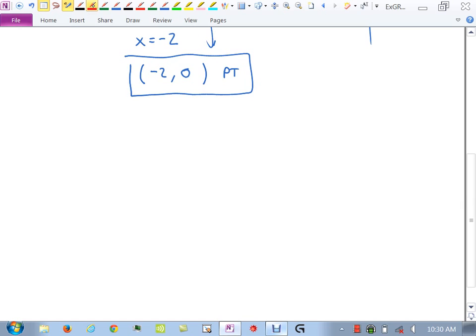If -2 is x, we know we're going to get 0 out, right? Yes, the opposite way, exactly. We just found the x-intercept, right? How about trying to find where it hits the y-axis?